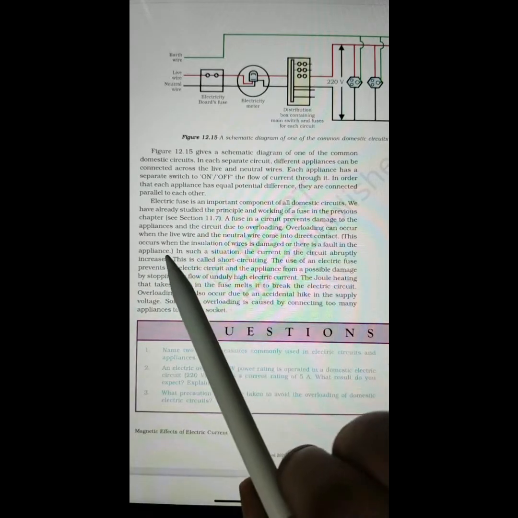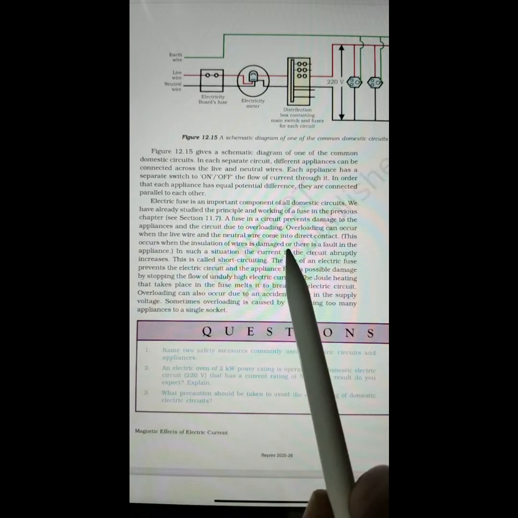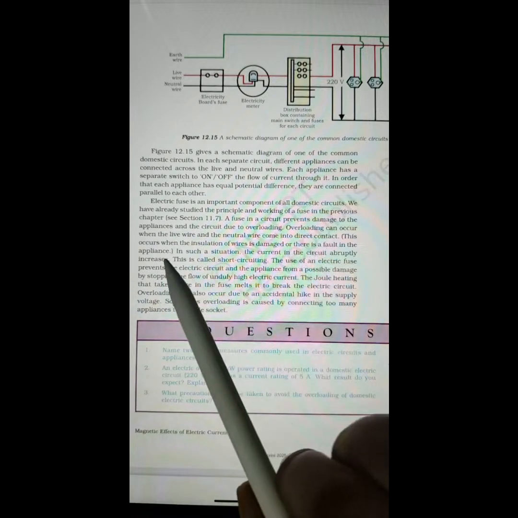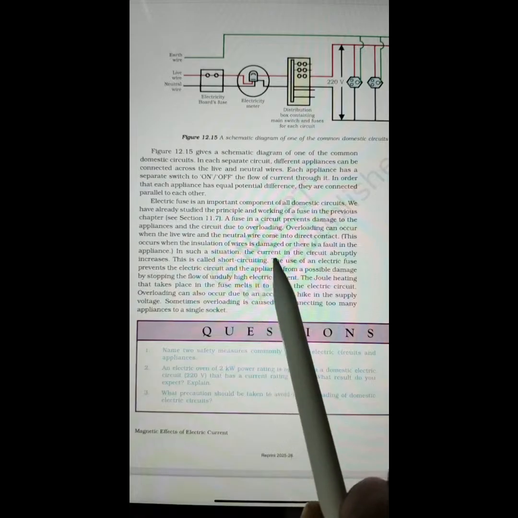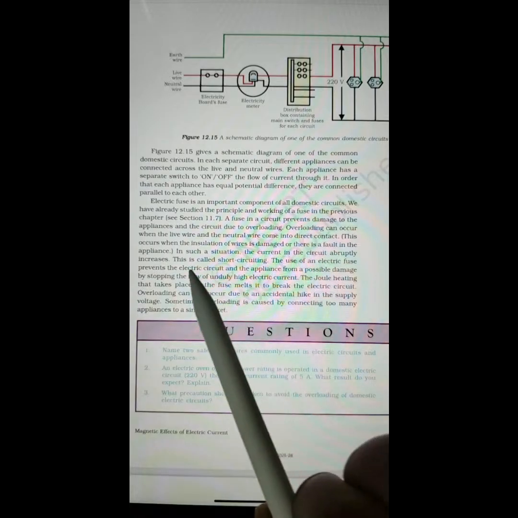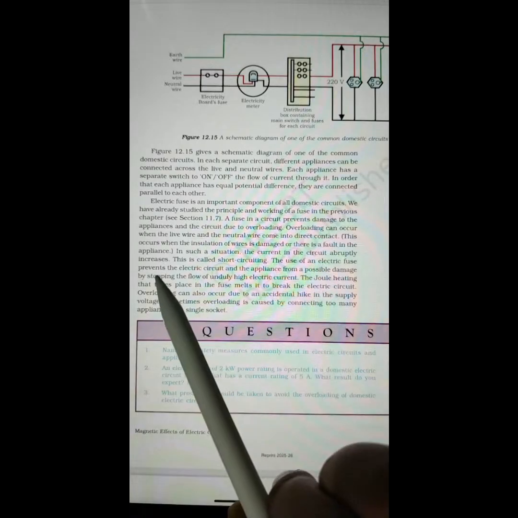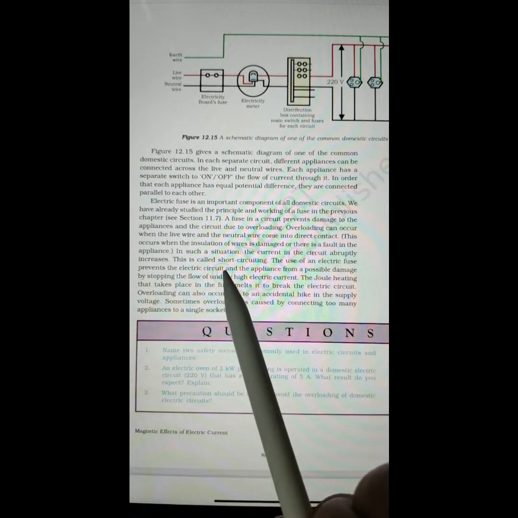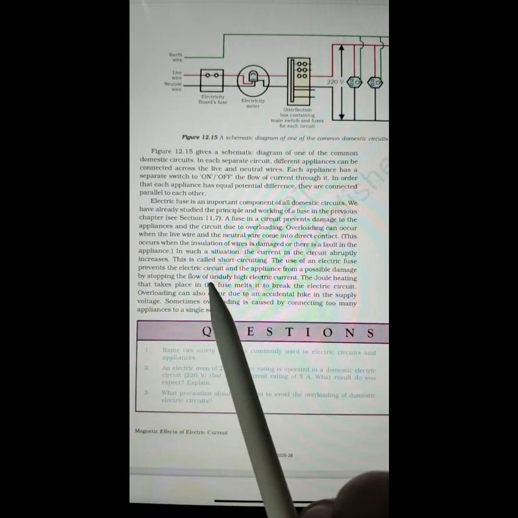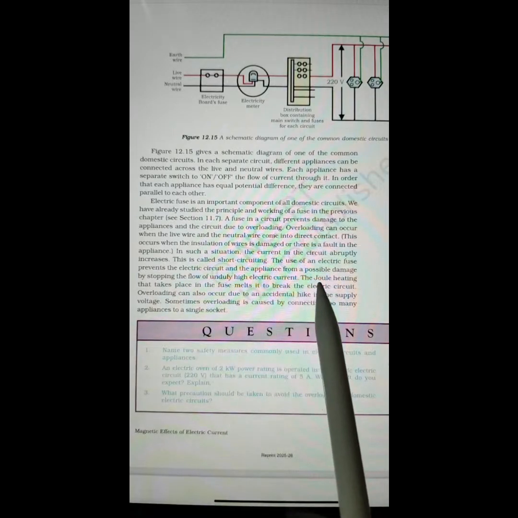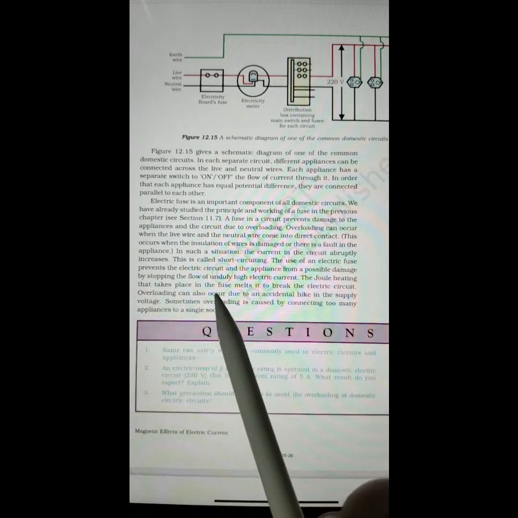Overloading can occur when the live wire and the neutral wire come into direct contact. This occurs when the insulation of the wires is damaged or there is a fault in the appliance. In such a situation, the current in the circuit abruptly increases, and this is known as short circuiting. The use of an electric fuse prevents the electric circuit and the appliance from a possible damage by stopping the flow of unduly high electric current.